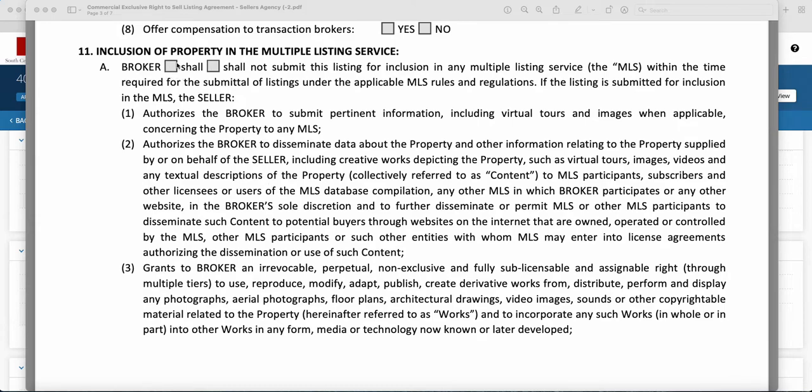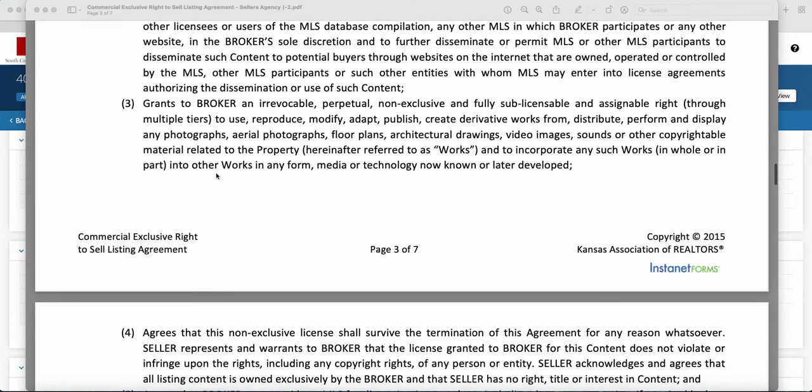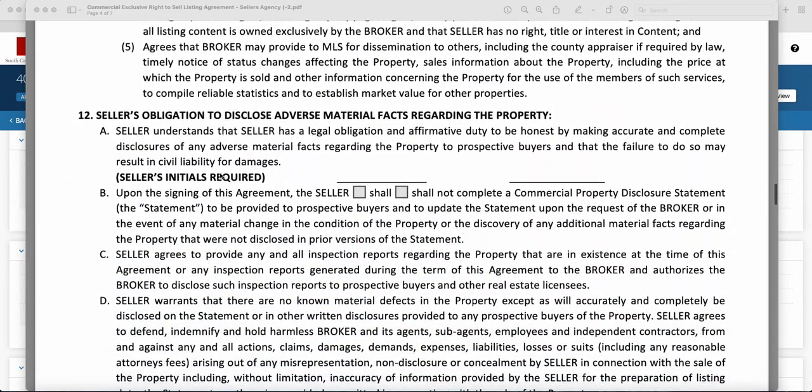If you're not going to mark shall submit it on the MLS, then you put shall not, but then have a separate addendum: listing agent intends on listing on LoopNet, all the different sites that you have, LoopNet, Crexi, etc., KS Commercial, RE, all those spots. And so this allows you to do so and then saying, okay, we agree to do it.